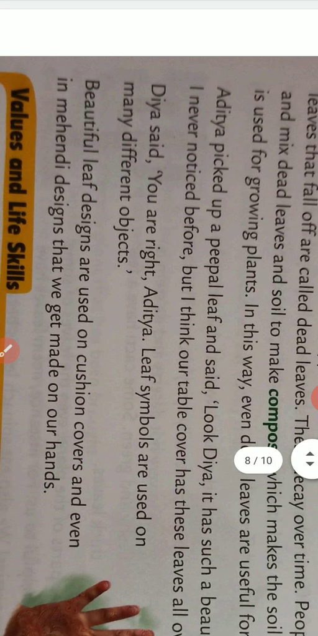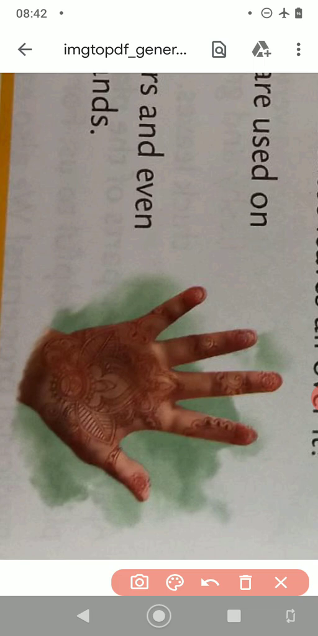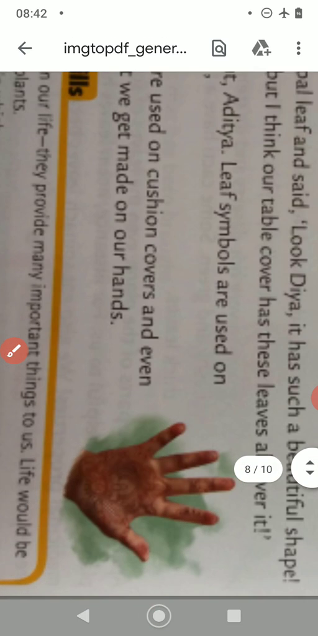Dia said, "You are right, Aditya. Leaf symbols are used on many different objects. Beautiful leaf designs are also used in cushion covers and even in the mehendi design that we get made on our hand. Look at this. These are mehendi designs and you can see the leaves are made here. I always use a lot of leaves in my hand when I use the mehendi on my palm."